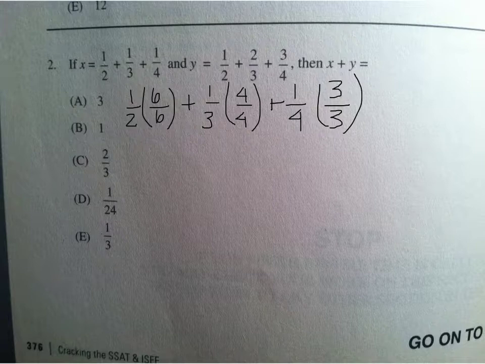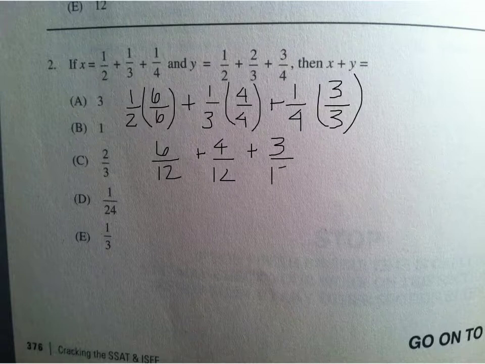So now we'll go ahead and multiply these out. So this gives you 6/12, which if you think about it is basically 1/2. We're just coming up with a common denominator in order to add all of these together. Then you have 4/12, and finally 3/12. So we'll continue adding these together.